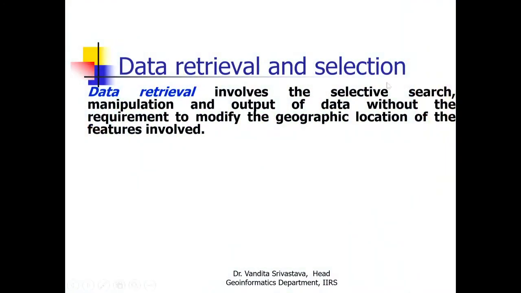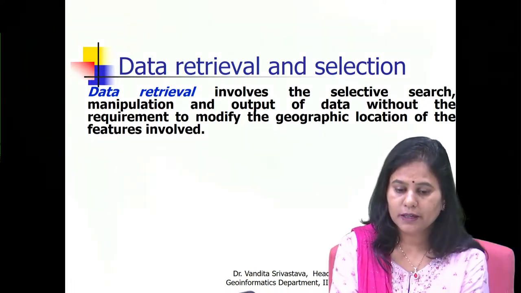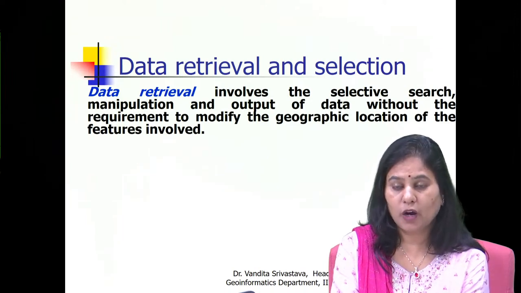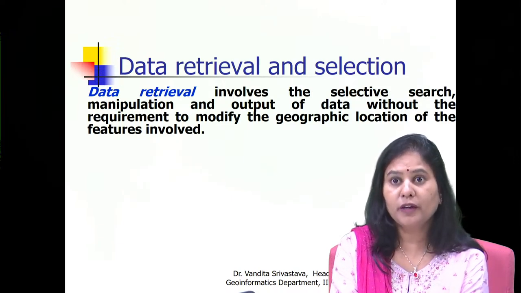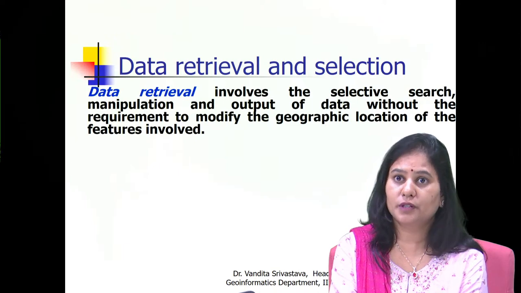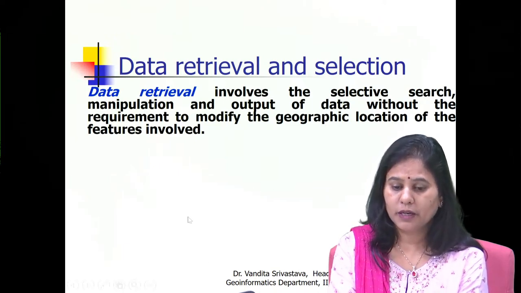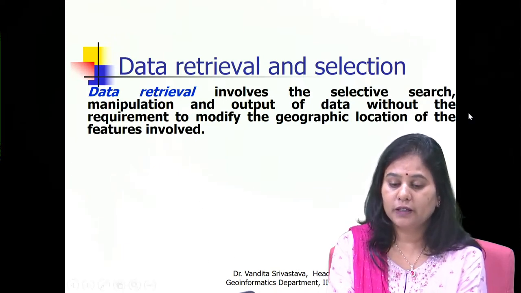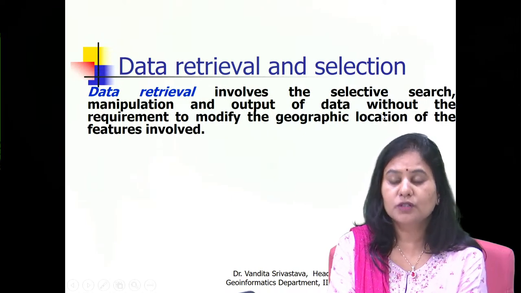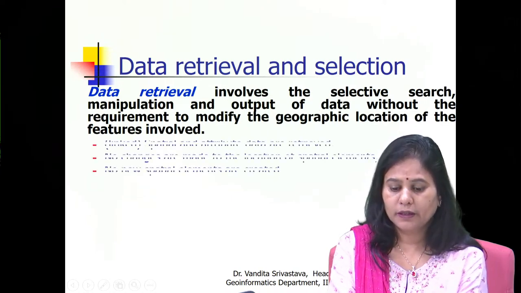So I'll show you some examples of data retrieval and selection. First, let us understand what it is. It involves selective search, manipulation and output of data without requirement, please note this, without requirement to modify the geographic location of the features involved. This is very important. When you do the retrieval, it does not modify the geographic locations of the features. Okay.